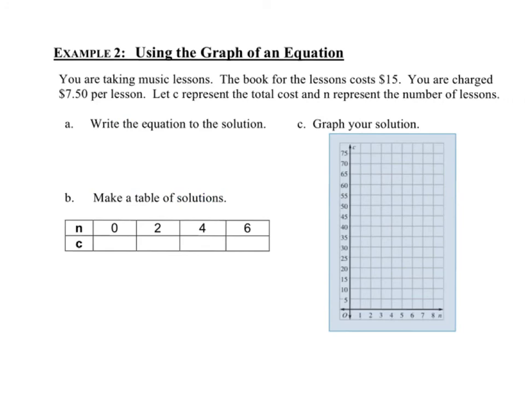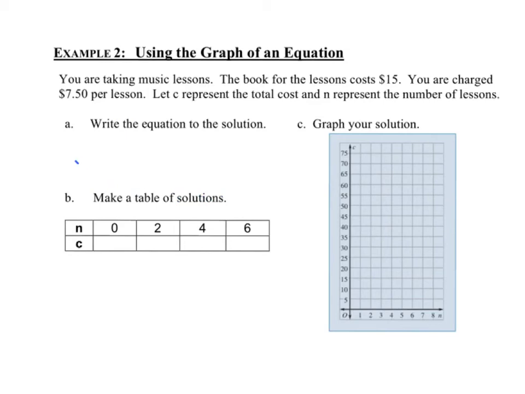Example 2. You are taking music lessons. The book for the lessons costs $15 and you are charged $7.50 per lesson. Let C represent the total cost and N represent the number of lessons. So write the equation to the solution. We'll see our C and our N could represent like what our X and our Y would represent.